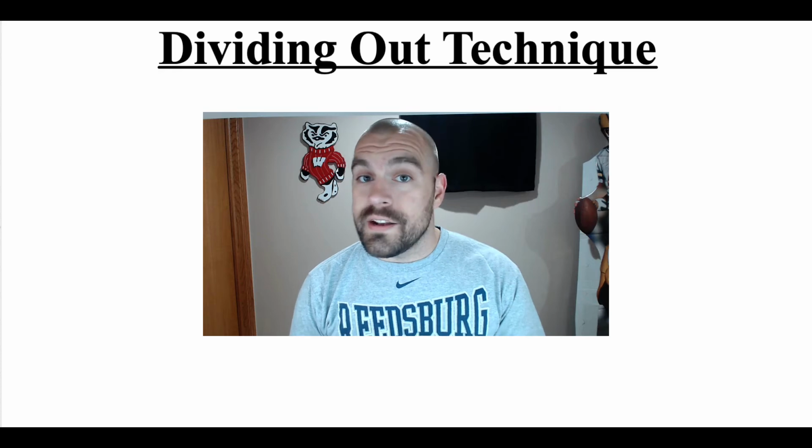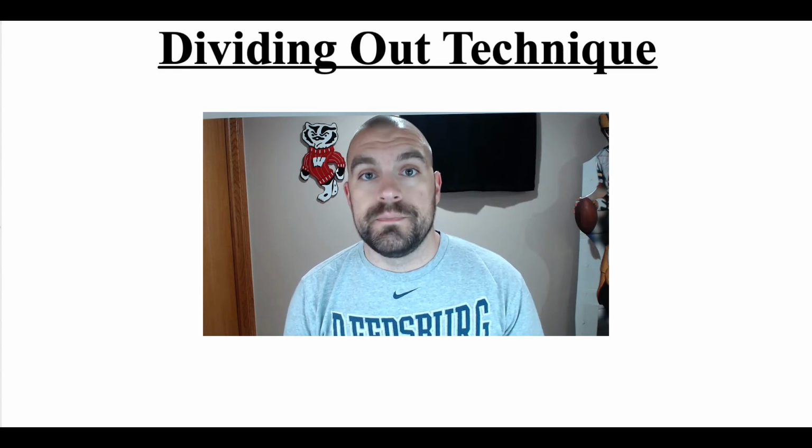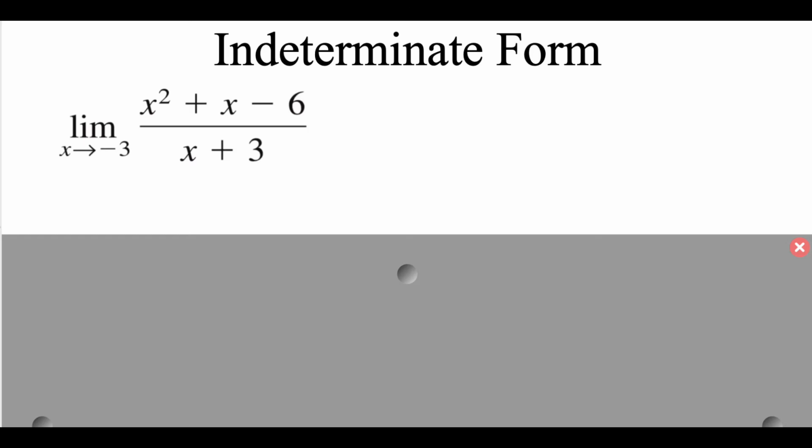In this video, we're going to look at the dividing out technique for evaluating limits. Direct substitution doesn't always work for evaluating a limit. So in this case, if we were trying to evaluate the limit as x approaches -3 of (x squared plus x minus 6) all over (x plus 3), and we tried to plug in that -3 for those x's, we would actually end up with 0 on top and 0 on the bottom of our fraction. And that's something called indeterminate form, which just means that we're unable to determine what the limit is based on the function the way it's written right now.